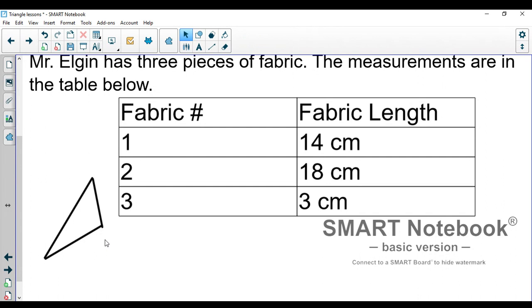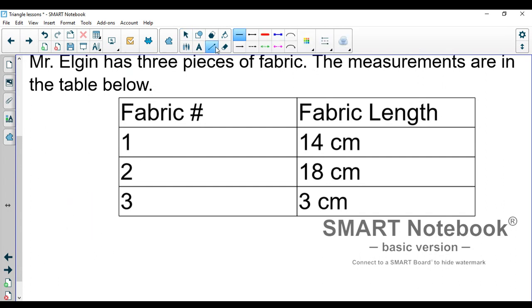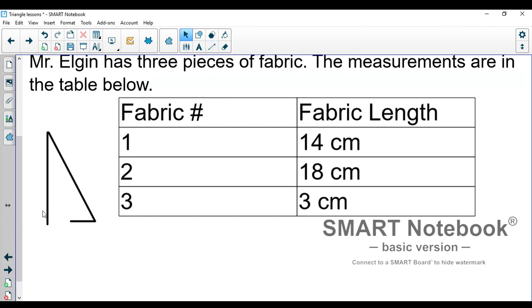So if Mr. Elgin were to try to make a triangle out of these pieces, you would have one really long piece, an 18. You'd have another pretty long piece, which would be a 14. And then he would have one that would be 3. So actually, with these 3 side lengths, he would not be able to construct a triangle. No matter how much he tried, it would not actually work.